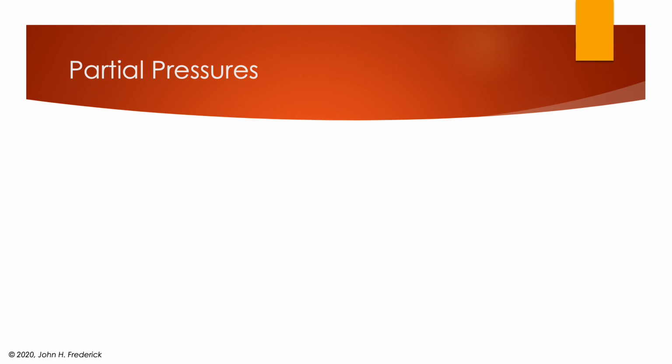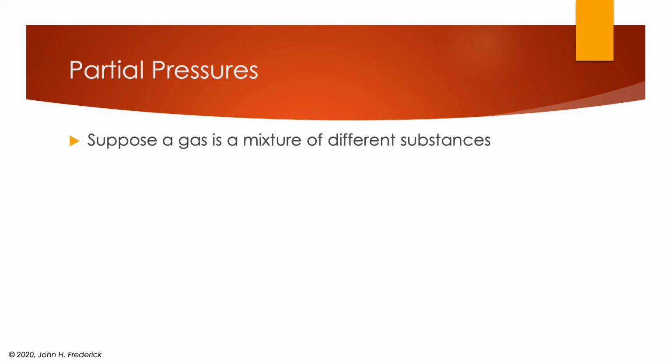Now I want to close by showing you an important result that is true for ideal gases. I want you to suppose that the ideal gas that you have is a mixture of different substances. So it could be the air in the atmosphere, which is a mixture of oxygen, nitrogen, and some other trace amounts, carbon dioxide among them. So let's suppose we have a mixture of different substances.